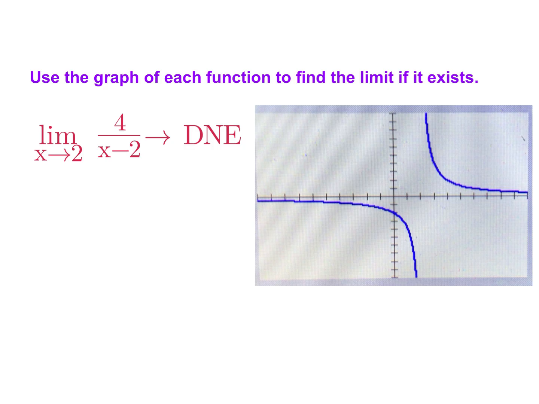Here's what's important to notice. As I approach 2, so here's 2 right here, the line x equals 2. As I approach 2 from the left, we can see that the graph is going toward what? Negative infinity. As I approach 2 from the right, it's going up forever, so it's approaching positive infinity. So since the left-hand limit goes one place, the right-hand limit goes the other place, that's why this limit does not exist. Okay?